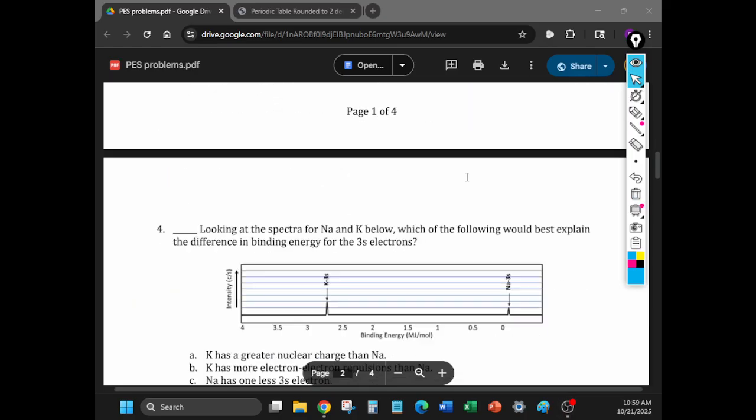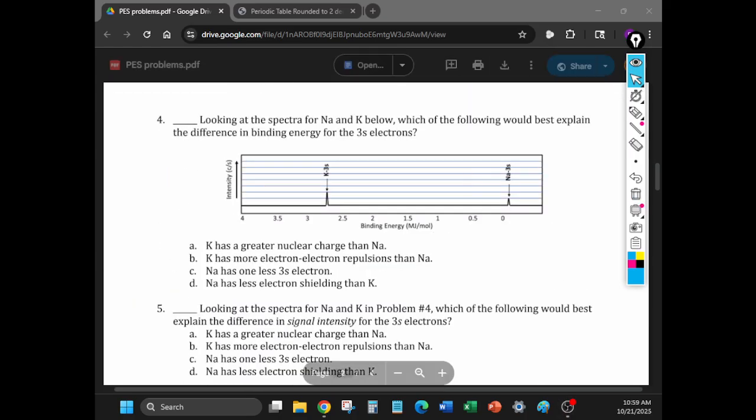All right, so one last one. We're going to look at this one right here. I'll give you guys about 2 minutes to try number 4. We'll talk about it, and then we'll move on and finish up the unit.